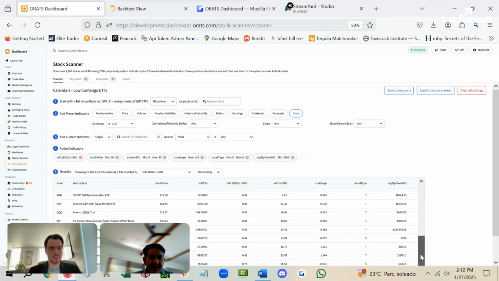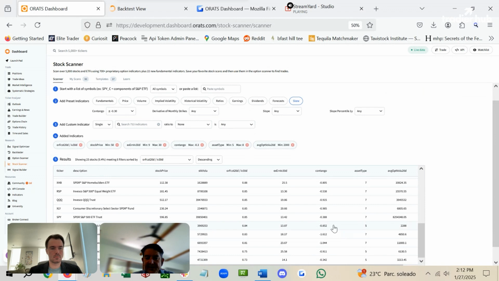You see it in the list yet? Yeah, there it is. So SPY is indeed about 0.4, negative 0.388. So these are some ETFs that might be good candidates for some type of a calendar.